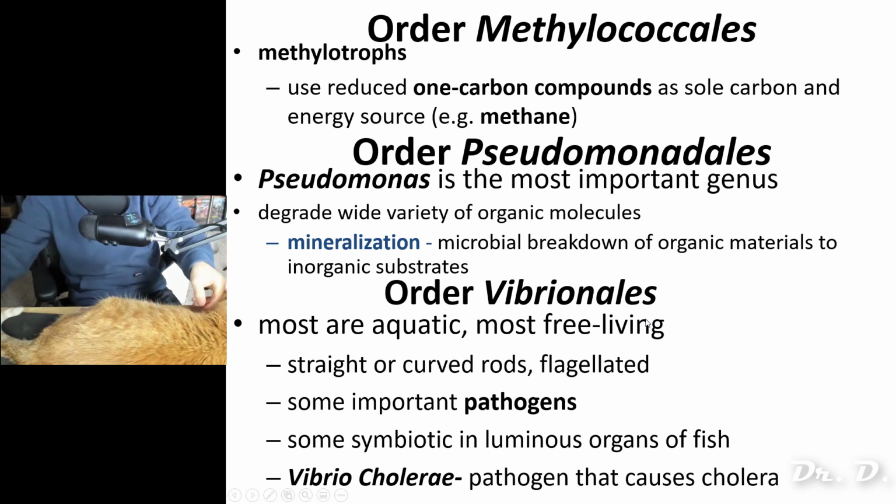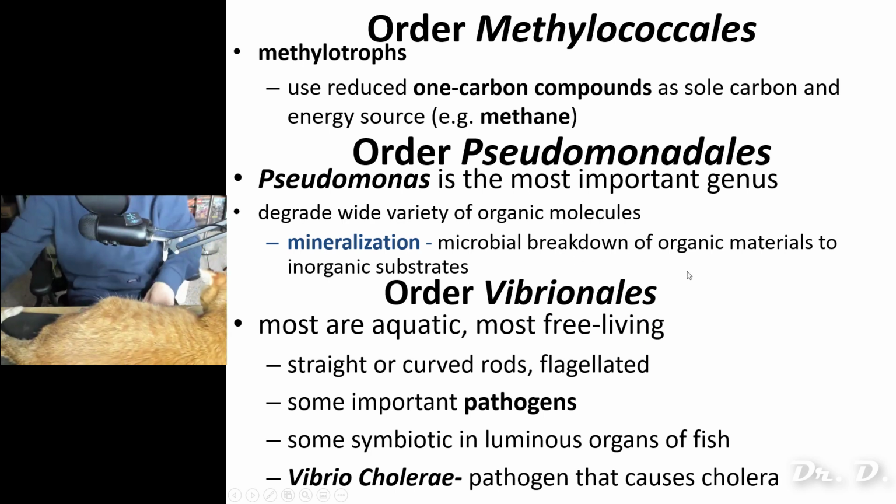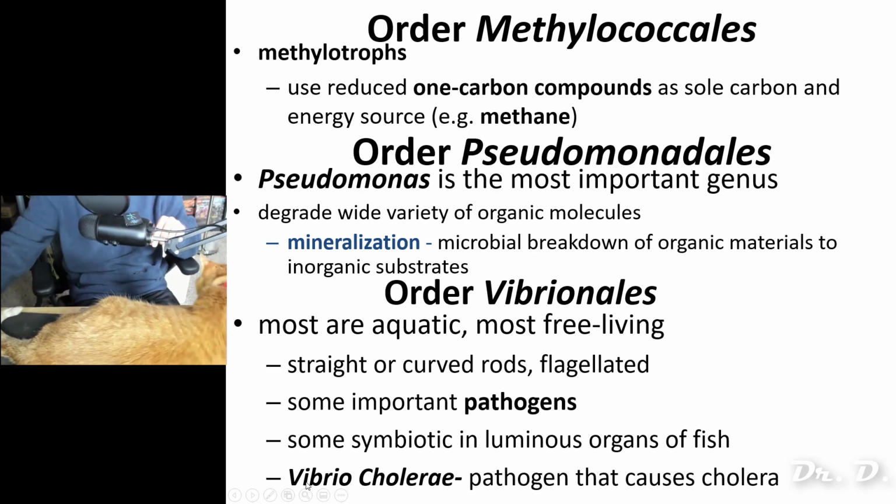The order Vibrionales, you remember what Vibrio shape means? It means curved shape, okay? So these bacteria have a curved shape to them. They look like a comma, right? And they include the genus Vibrio, and the species is cholerae. These are pathogens that cause cholera.